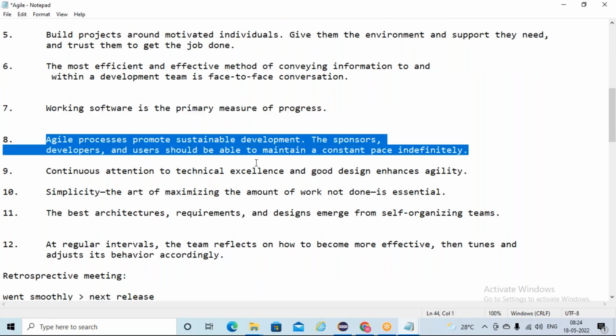Agile processes promote sustainable development. The sponsors, developers, and users should be able to maintain a constant pace indefinitely. Yes. So here the development team, testing team, and everyone will always interact with the client, as I told, and they maintain a constant pace in that sense. Here no senior, no junior, all are equal. Everybody should work for that project and product that they are trying to deliver to the client, right? Whichever user story you are picking, you have to work on that, and you need to give the updates on that. The testers take their responsibilities and work on that.